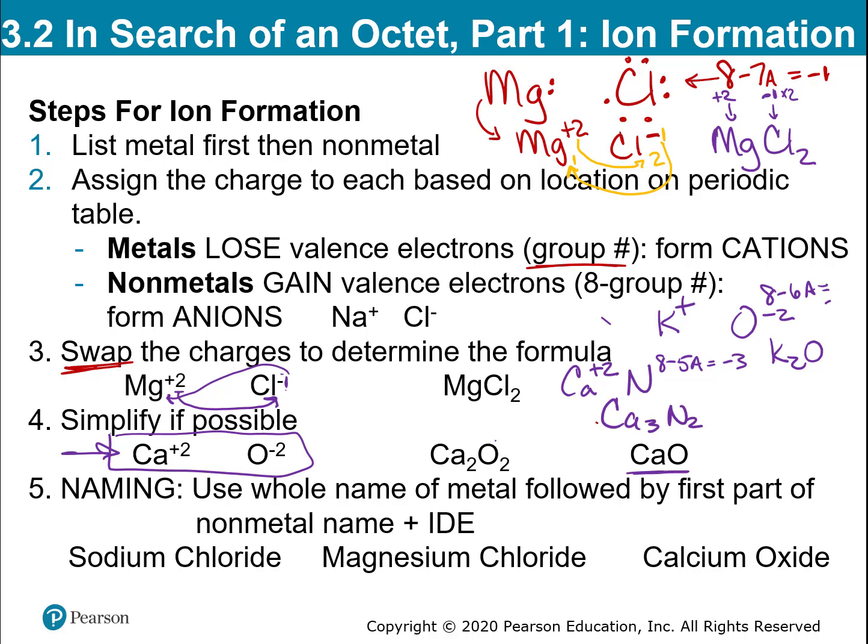So now the last one, the fun part. So you tell me the names of all the ones we just did. So tell me the name of K2O. All right, so K2O, what do you think that one is? Potassium oxide, right. All right, so potassium oxide. What about Ca3N2? Calcium nitride. First part of the nonmetal plus IDE.